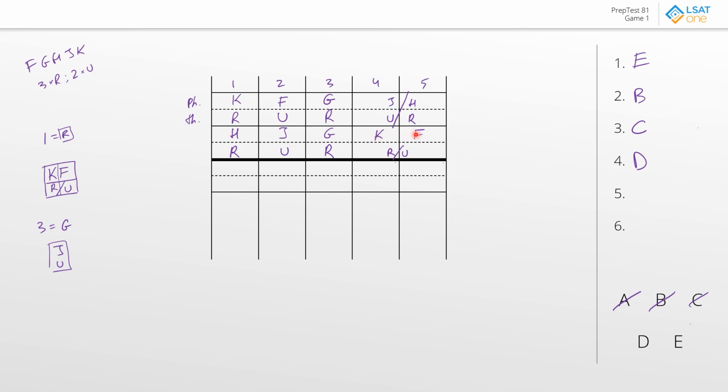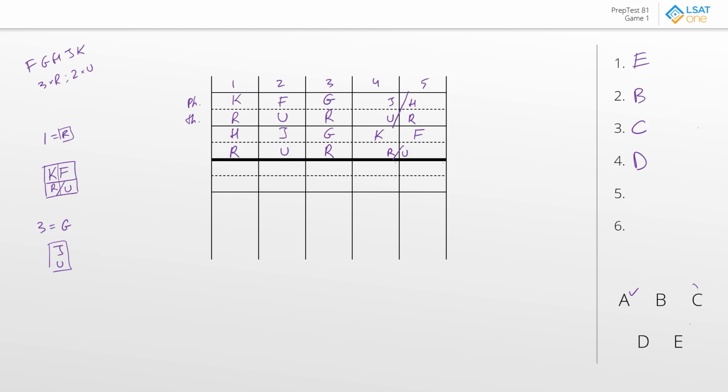K had to go in 4 and F had to go in 5, which means, arguably speaking, that's actually a viable answer choice. It's impossible for F to have a rural theme in the fourth position. In fact, F can never go in the fourth position, period. So answer choice A currently for number 5 is in fact viable. Just in case though, let's take a look at the other ones.